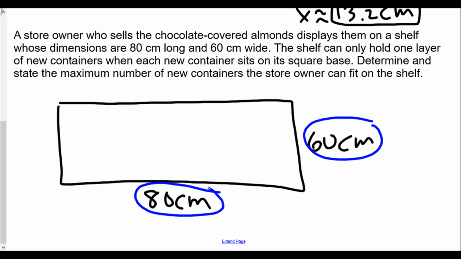Now you're saying, well, why is that the case? Well, unless the owner is okay with overlapping the shelf, which means it might fall off, that's the idea. There will be some loss in between. So here's what we're going to do.